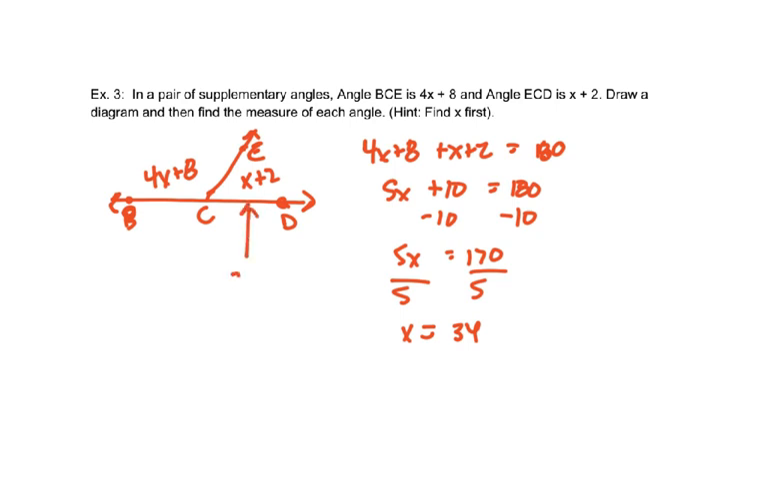34 plus 2 is 36 degrees. And on this one, 4 times 34 plus 8 is 144. And there we go. We found both angles by plugging x back in. And we already knew the whole angle was 180 because it makes a straight line.